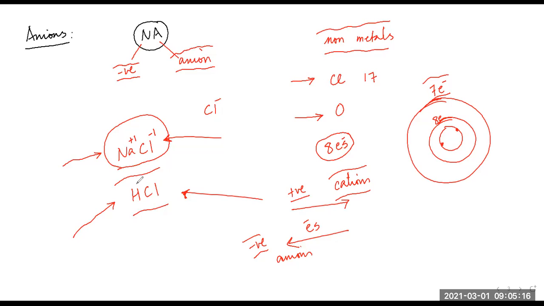Here, some sort of sharing of electrons is there. So you see that H, after sharing an electron with Cl, becomes H positive and Cl negative. So when they're in solution, that's the reason that in batteries we add water. When we add water, HCl gets split into H positive and Cl negative ions. H positive is a cation, and Cl negative is an anion.